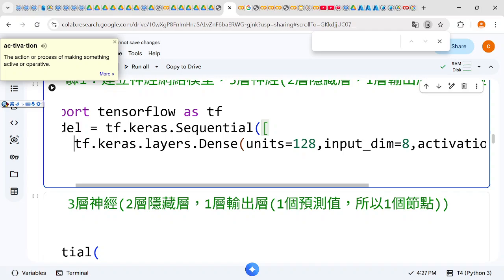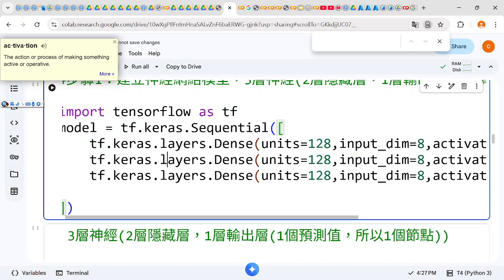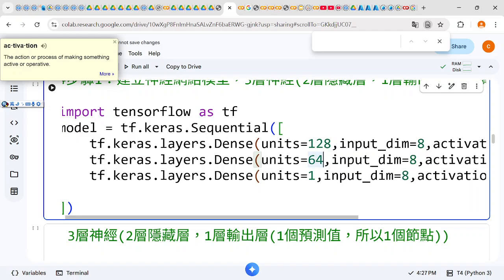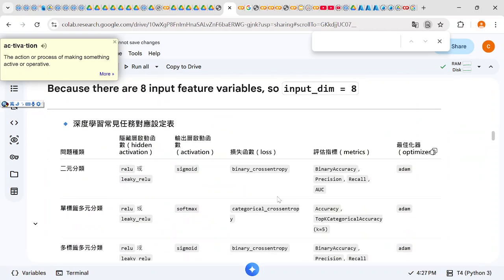Then I create the next one. Next one, units is 64. This one is 1. The input dimension we only need to do for the first one. So I must find the reference for the activation.